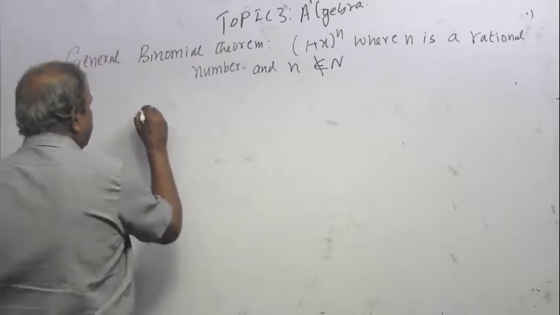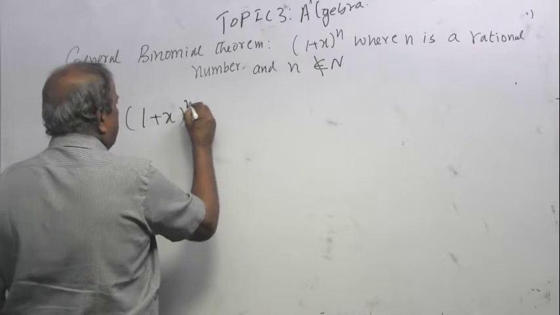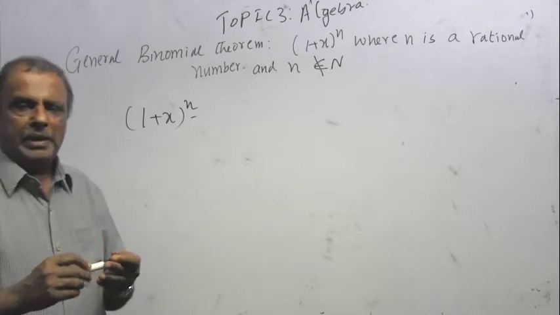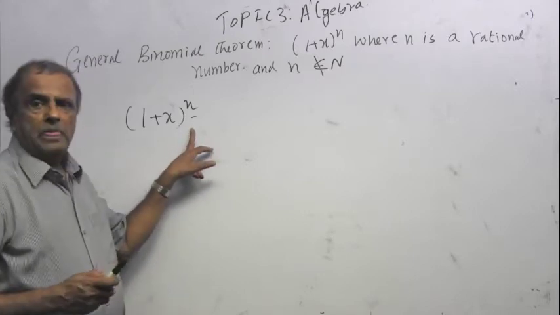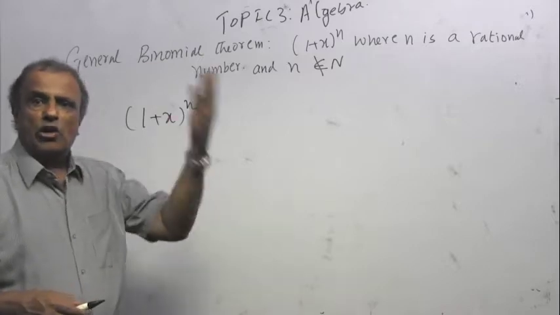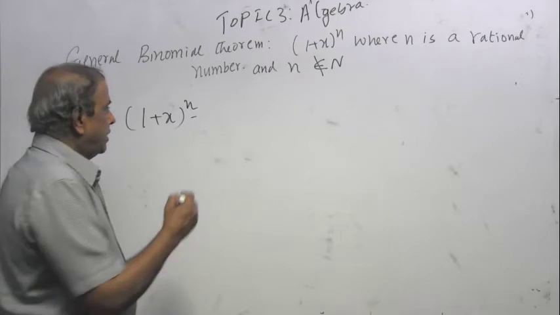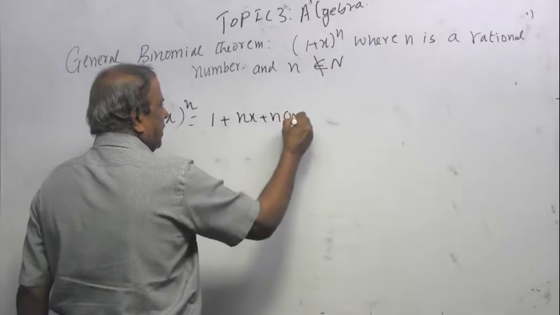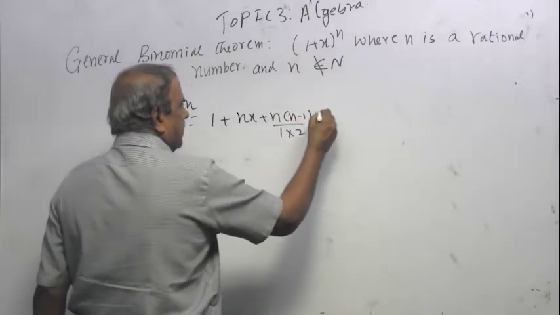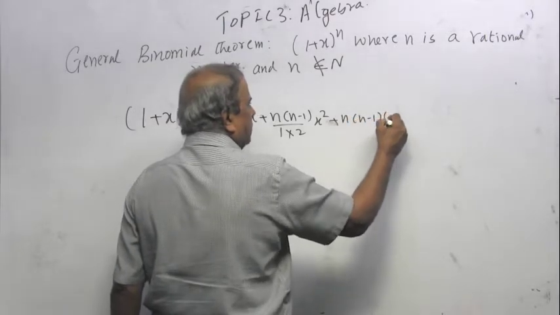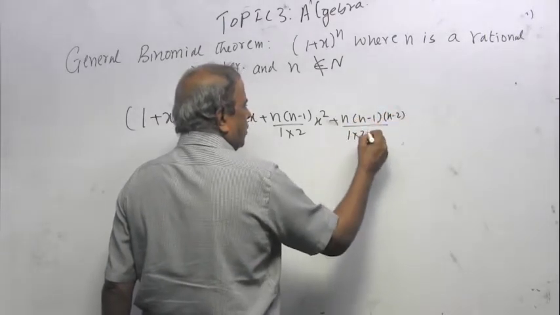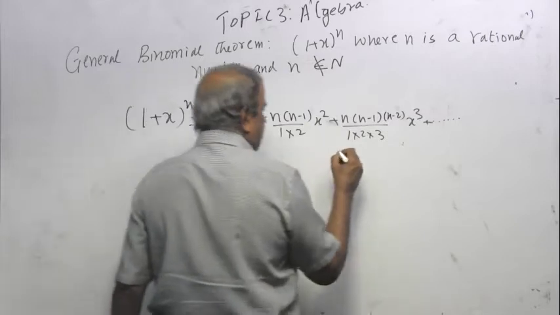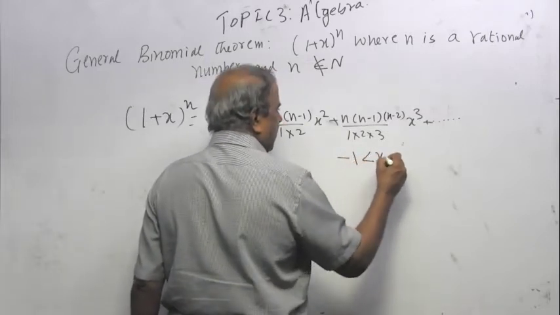So the formula is this. Unfortunately, you haven't covered enough of the topics at this stage to figure out why it is so. But people doing further maths, when you do Maclaurin series, you will derive this formula. (1 + x) power n is 1 + nx + n(n - 1)/(1 × 2) x squared + n(n - 1)(n - 2)/(1 × 2 × 3) x cubed + etc. The condition is -1 < x < 1.